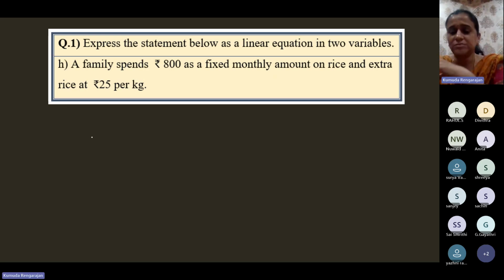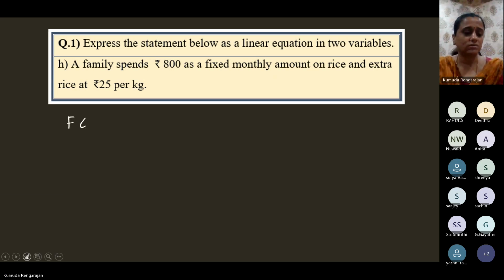The fixed expenditure on rice is 800. The variable expenditure on rice, 25 rupees for 1 kg. But how many kgs do they buy? x. Now this fixed cost of 800 plus the variable cost 25 into x. What is the total cost? y.